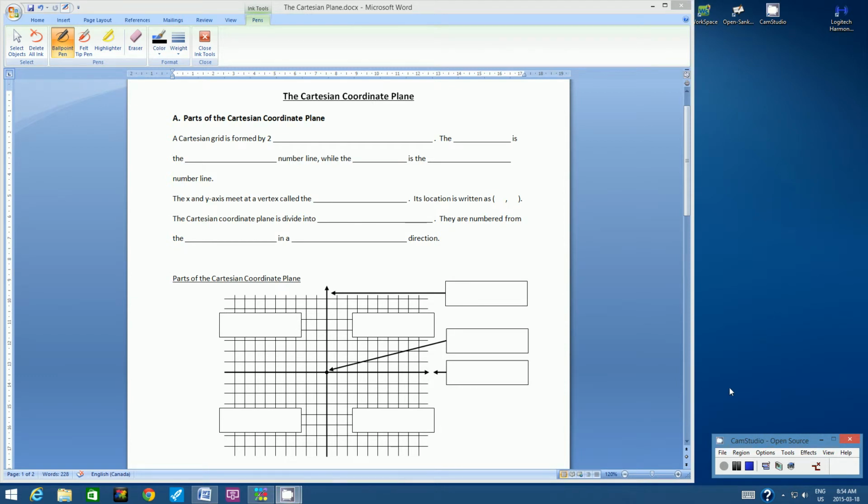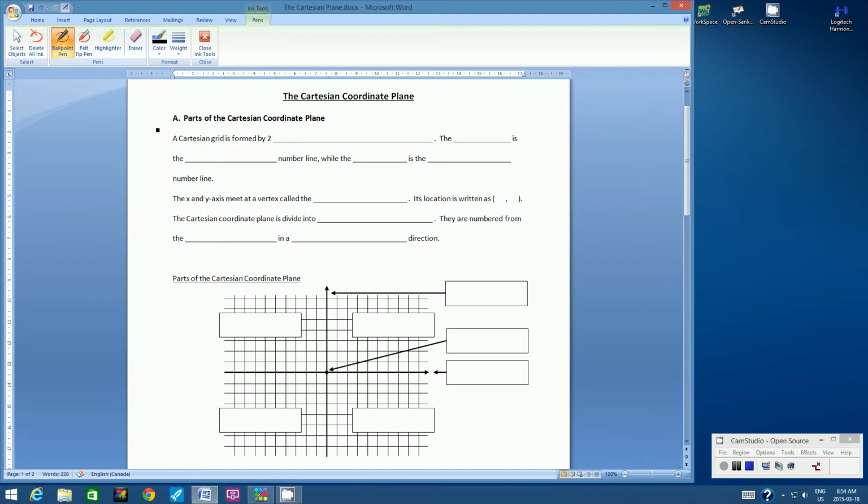Hello students, welcome to this video tutorial on the Cartesian coordinate plane. This is an introductory lesson and it is essentially a note. Let's start with section A, parts of the Cartesian coordinate plane.